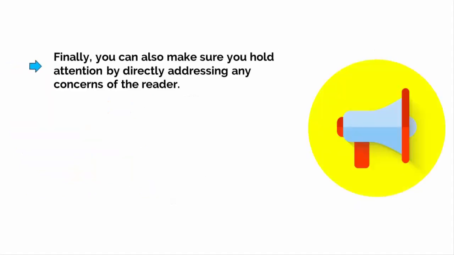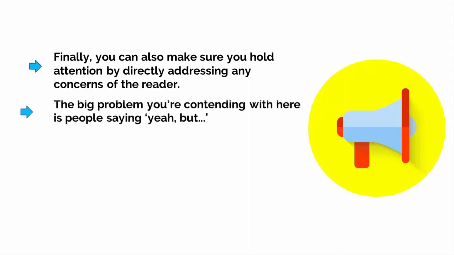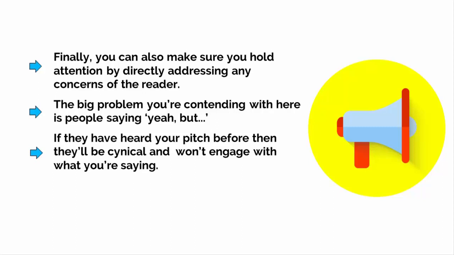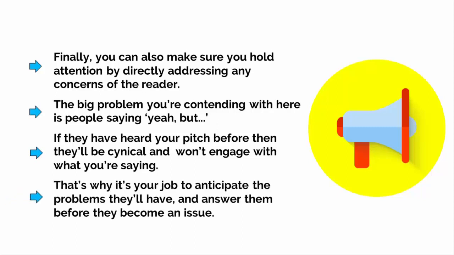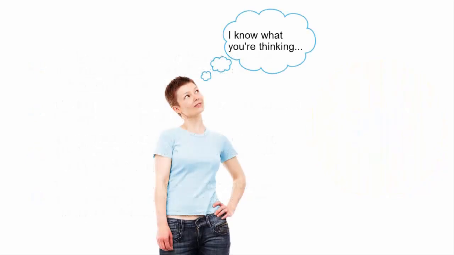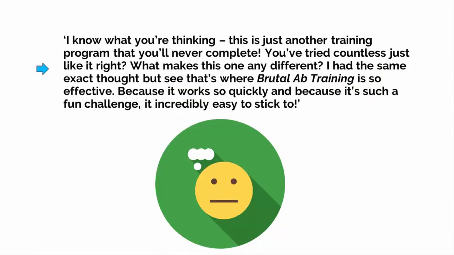Finally, you can also make sure you hold attention by directly addressing the concerns of the reader. The big problem you're contending with here is people saying, yeah, but. If they've heard your pitch before, then they'll be cynical and they won't engage with what you're saying. That's why it's your job to anticipate the problems they'll have and then answer them before they become an issue. That's why you'll often encounter the "I know what you're thinking" line. I know what you're thinking. This is just another training program that you'll never complete. You've tried countless just like it, right? What makes this one any different?